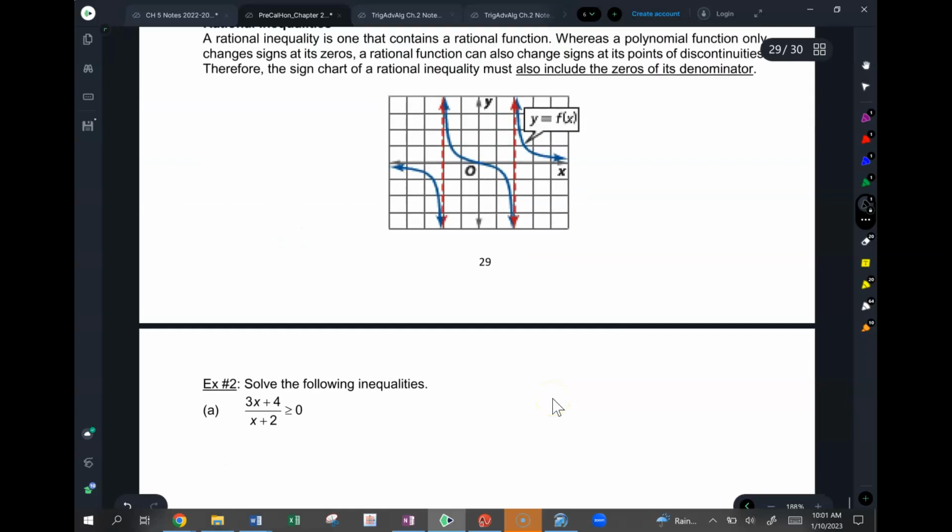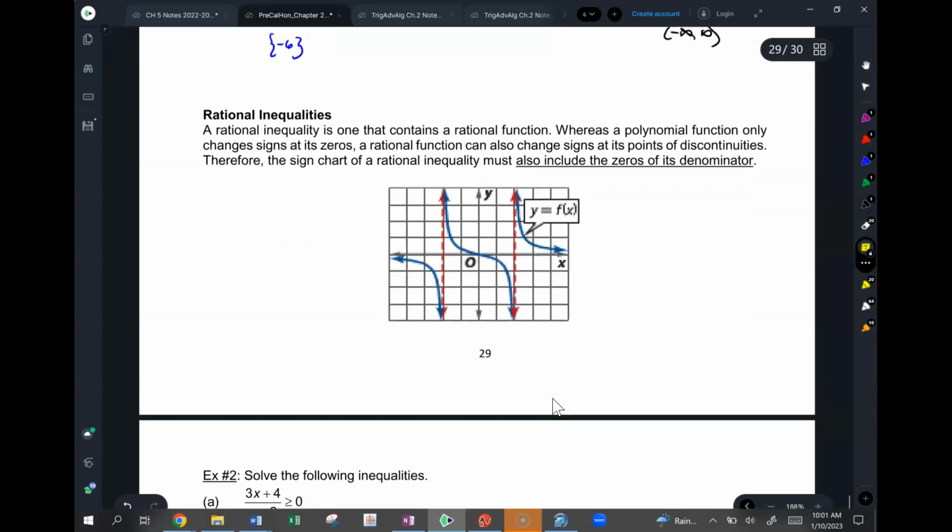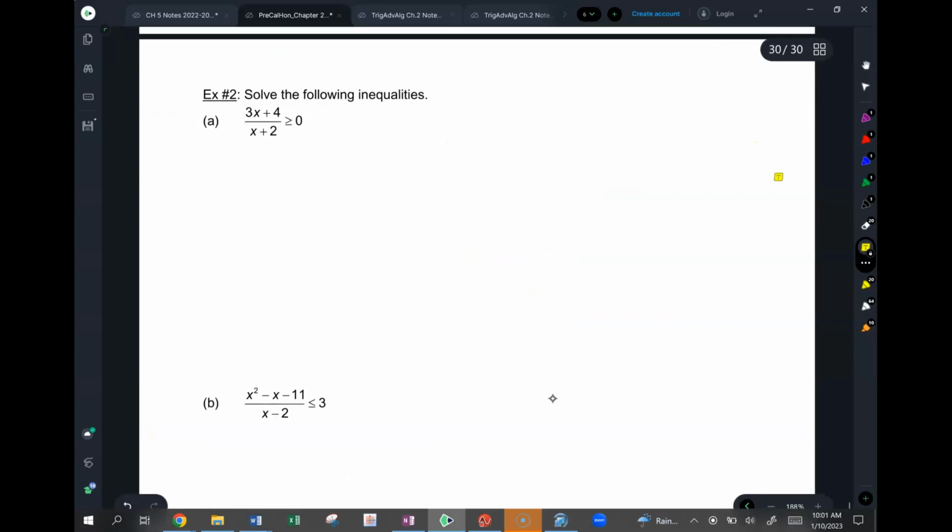So when we do rational inequalities, we have to do the same exact thing, but in addition, we also have to include the zeros of the denominator. All right? So here, we're first going to solve it as we would anything else.